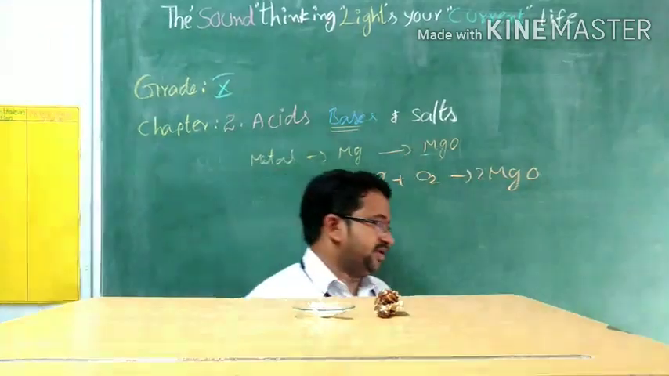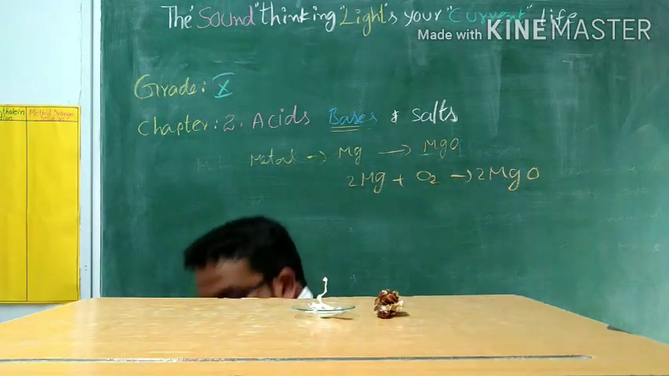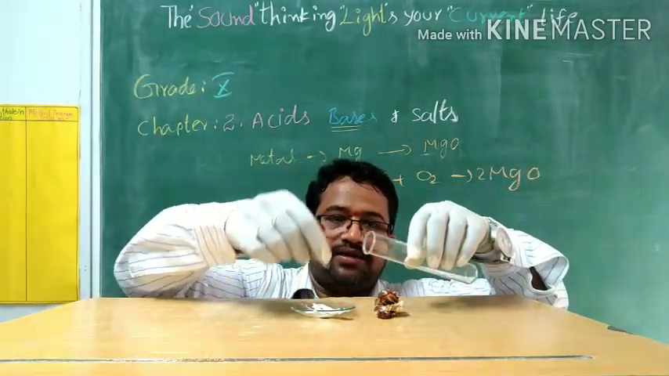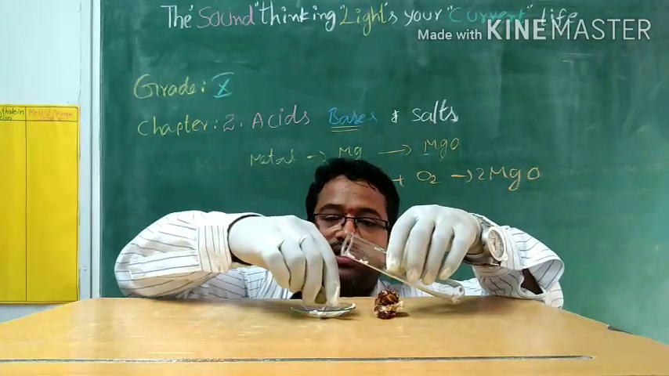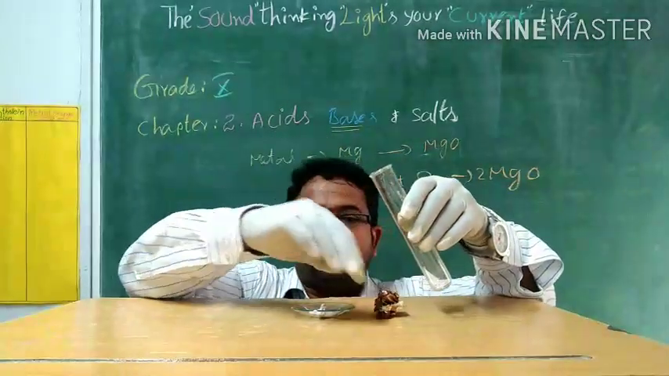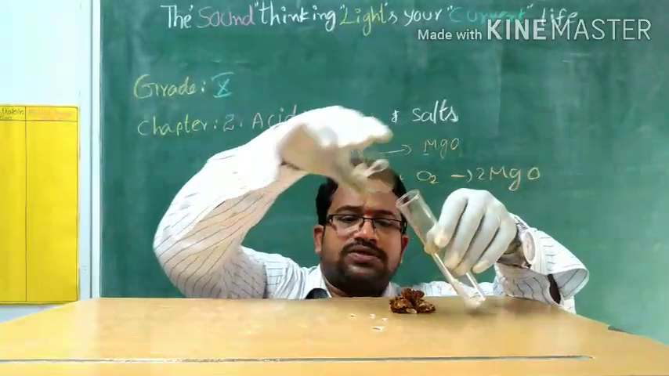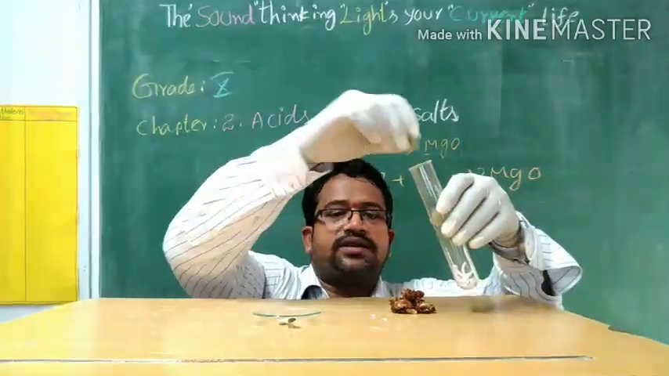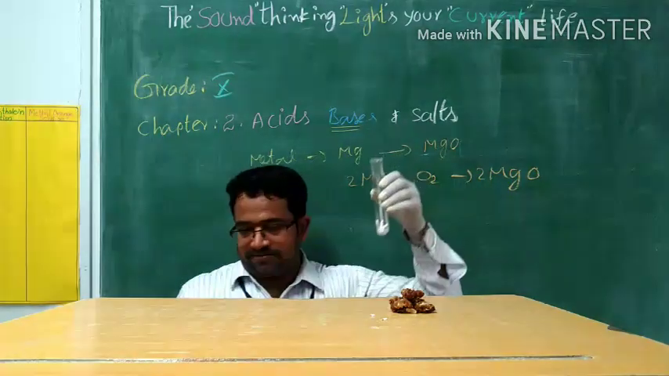Magnesium oxide. Now, this magnesium oxide dissolves in water. I am collecting this magnesium oxide into a boiling tube. Carefully you have to collect it because it's very porous. I collected this magnesium oxide in a boiling tube. So the metallic oxide is ready.